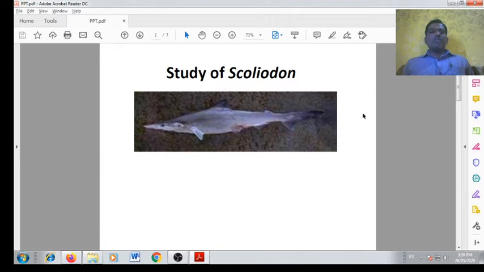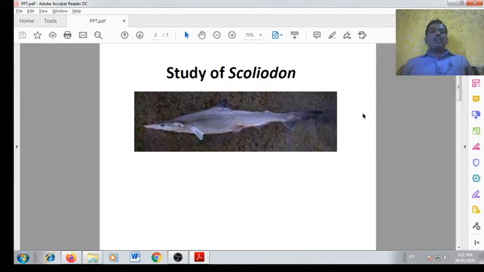The mouth is present on the ventral side of the head region because Scoliodon is a bottom dwelling fish. Therefore, the food material is available below the body of Scoliodon. Therefore, in such fishes, the mouth is present on the ventral side. At each lateral side of the head region, prominent large circular eyes are present. Both the eyes are provided with eyelids. On the head region, a number of ampullary pores are present.